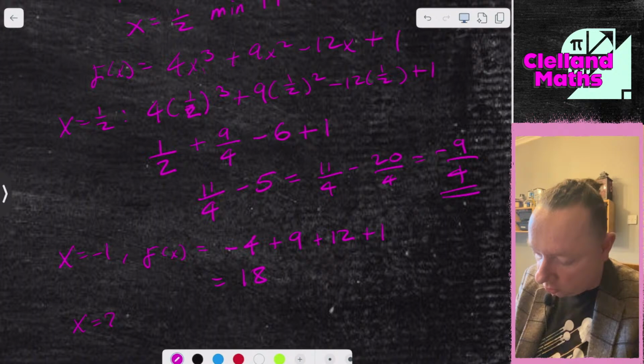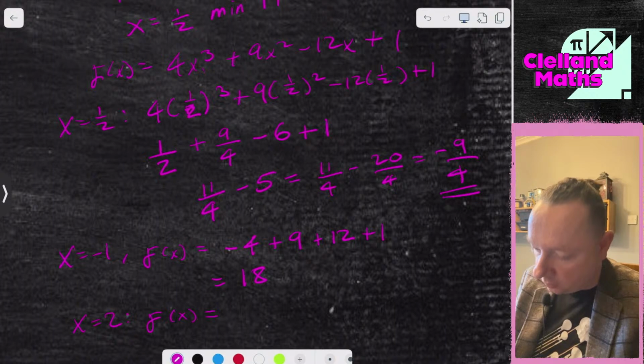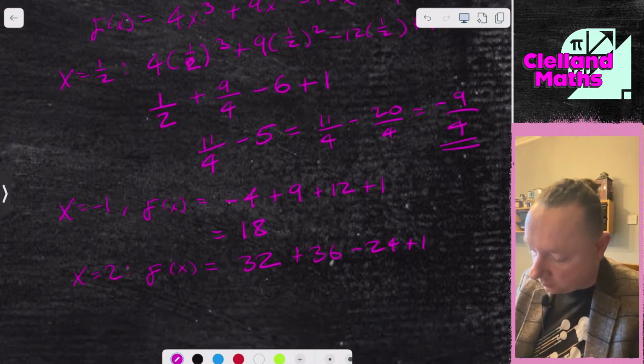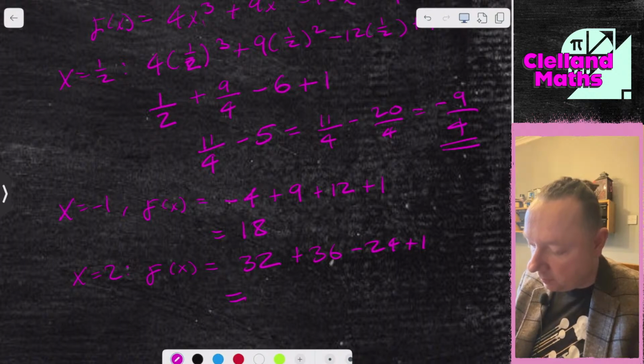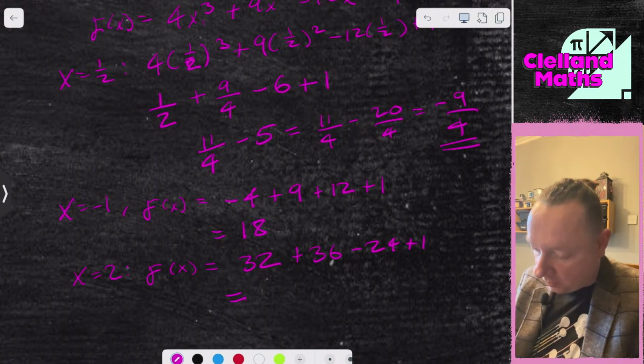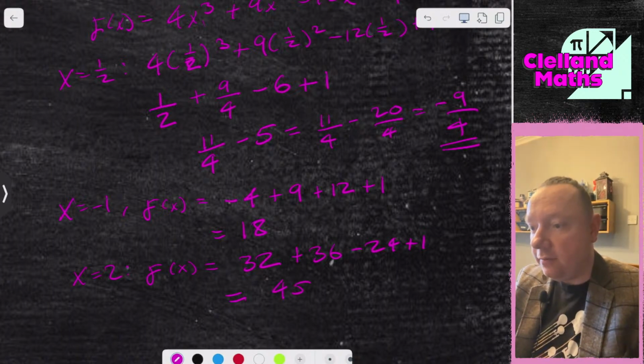And then at x equal to 2, f of x is equal to 4x cubed. 2 2s is 4 times 2 is 8. 8 4s is 32. 2 squared is 4, 9 4s is 36. I'm just subbing in. 12 2s is 24, minus, plus 1. So we've got 36 plus 32 is 68, minus 24, that's 44, plus 1 is 45. So we should have 45 for them.